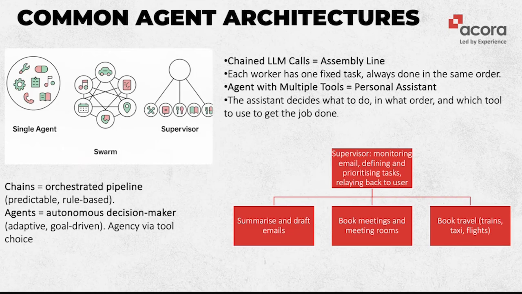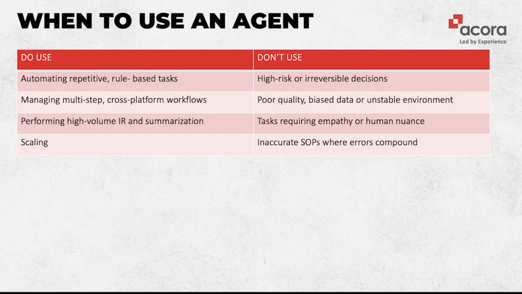So if you're booking travel from the UK to India or the UK to the US, you're definitely not going to use a taxi service. You're going to be doing that by flight. So it needs to have that intelligence to know which tools to use when, and there is some variability there.